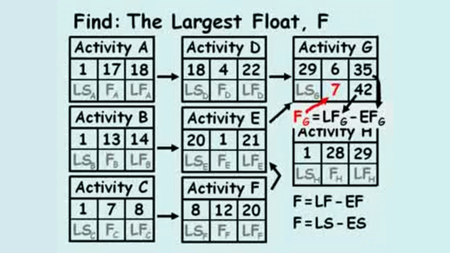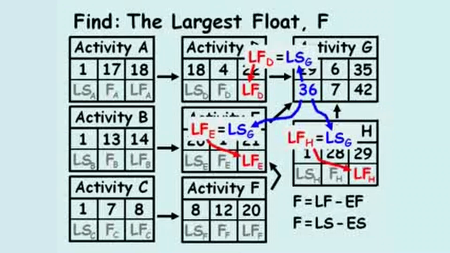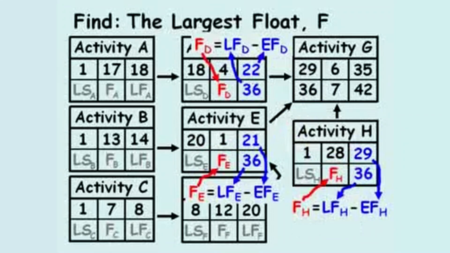The late start of activity G equals the late finish of activity G minus the duration of activity G, which equals 36. The late finish of all activities whose sole successor activity is activity G is equal to the late start of activity G, which is 36. The total float for activities D, E, and H compute to 14, 15, and 7, respectively.